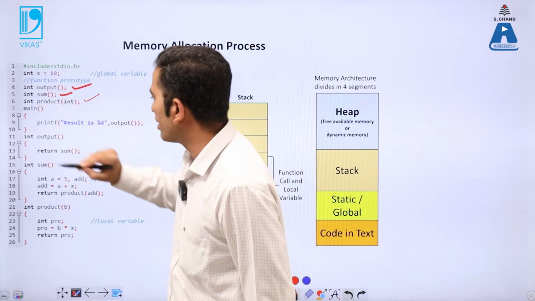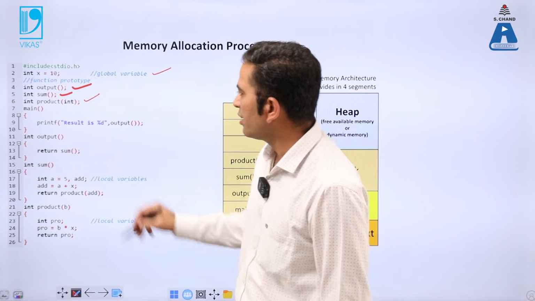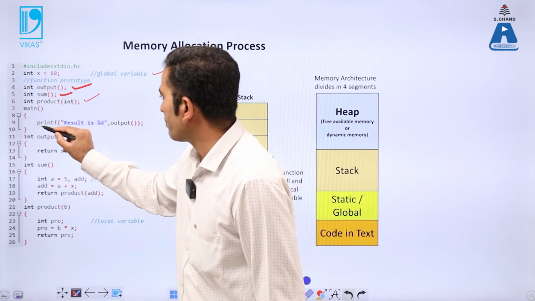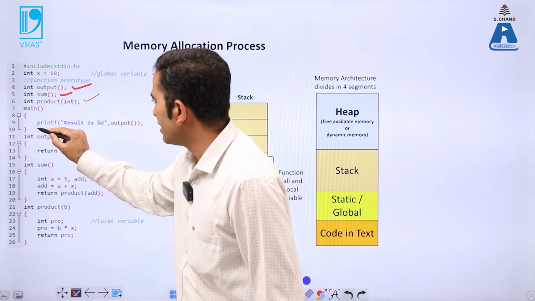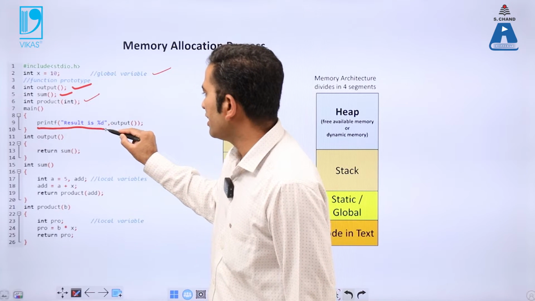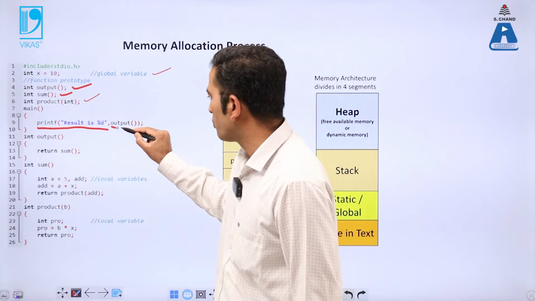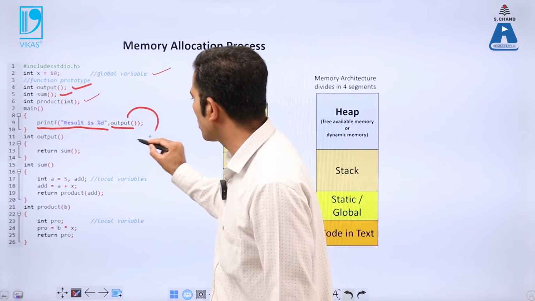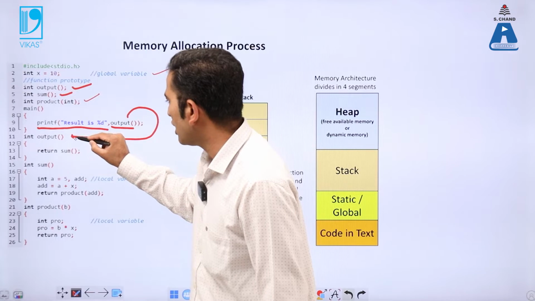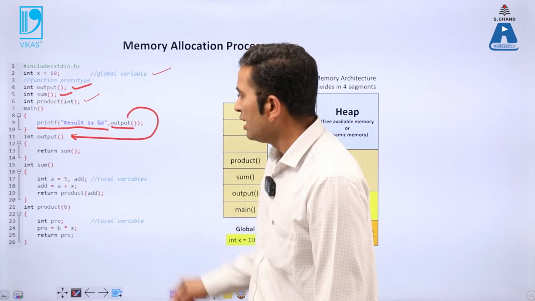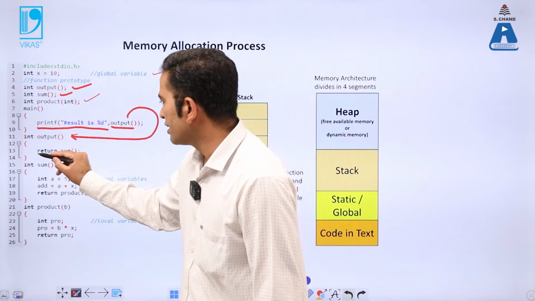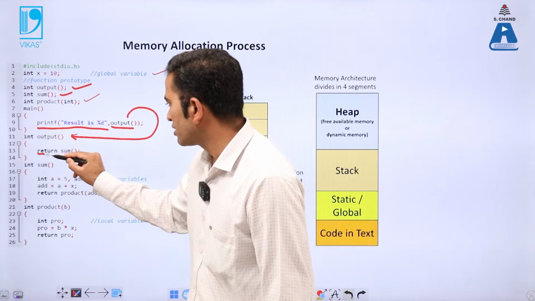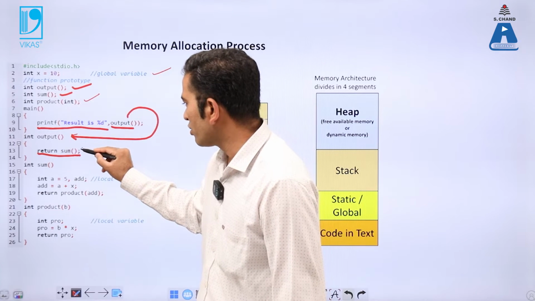These 3 functions are going to be used again. Now inside main, one statement is written: printf result is %d and output. Output is a function call. Where is it going to call? It is going to call the function output here. Now inside this, it is written return sum. Again there is a function call.